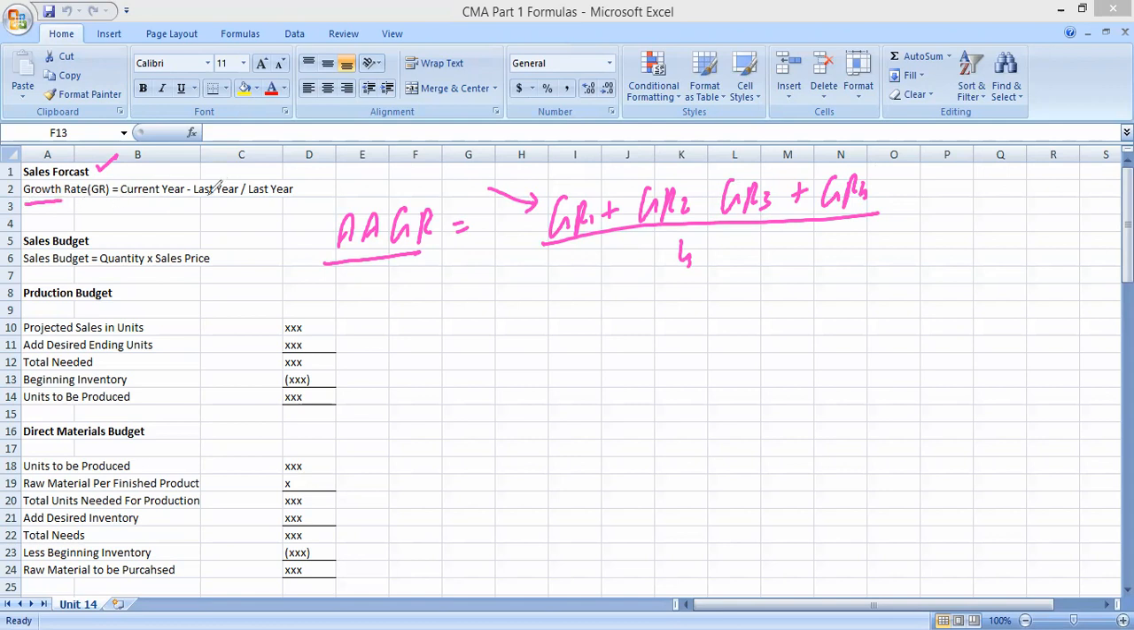This formula will be helpful for you in so many other topics as well, whenever you want to calculate the growth rate from year 1 to year 2. What you will do is current year minus last year, divided by last year, and it will give you the growth from year 1 to year 2. Correct? This is the first formula which you use for the sales forecast, because when you forecast the sales, you should have an idea of the historical growth. Based on historical growth, you can forecast the future as well.